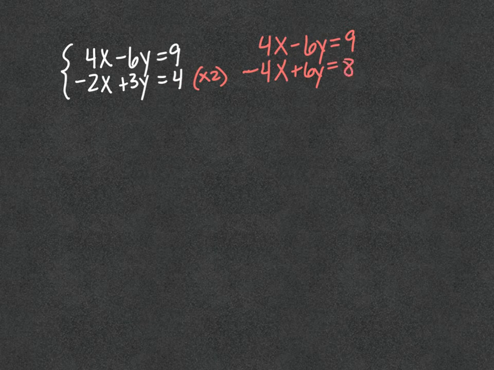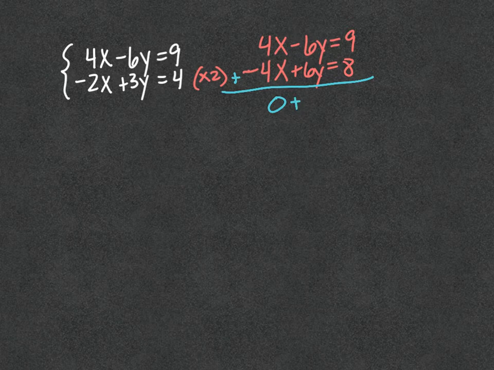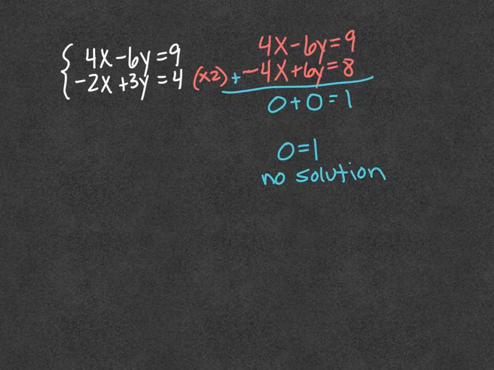Okay, now I will simply add those two equations together. 4x minus 4x is 0. That was the elimination I was going after. Negative 6y and positive 6y is also 0, happens to eliminate. And a 9 minus an 8 is 1. So this comes out as 0 equals 1. And so if you remember, when we have something that's false, that means that I have no solution. When it's false, there's no solution. Those will be parallel lines, is how that will work.